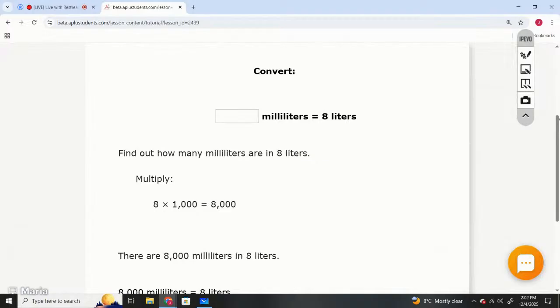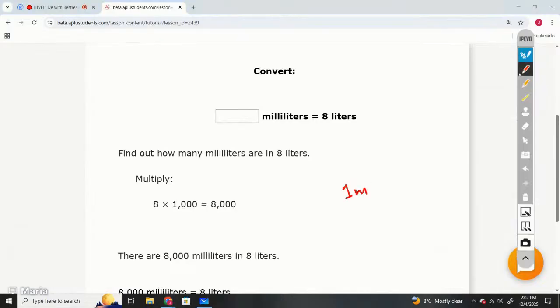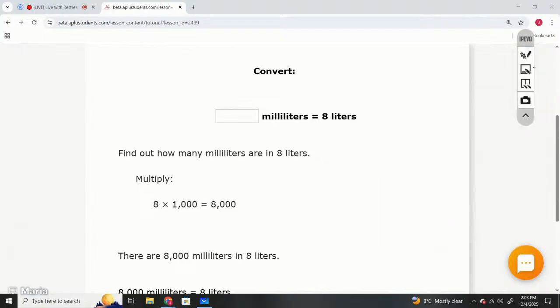8 liters equal how many milliliters? 1 liter equals 1000 milliliters, right? So 8 liters equals 8 times 1000 milliliters. That equals 8000 milliliters. So 8 liters equal 8000 milliliters.